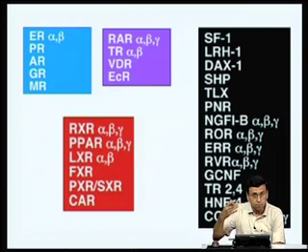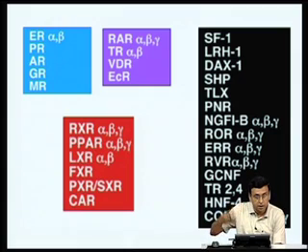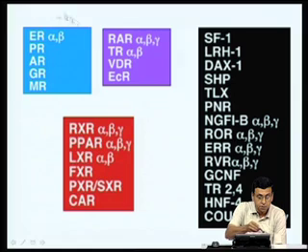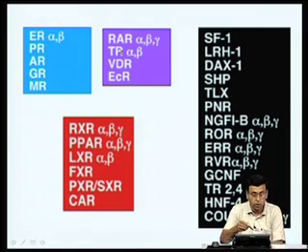Soon people started looking at, as I said, a number of orphan receptors. We began this discussion with steroid hormone receptors, then we have now discussed the retinoic acid receptor, thyroid hormone receptor, and vitamin D receptor.